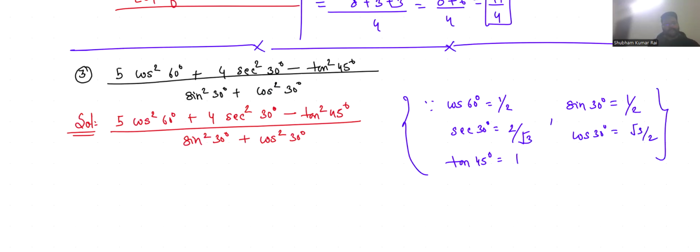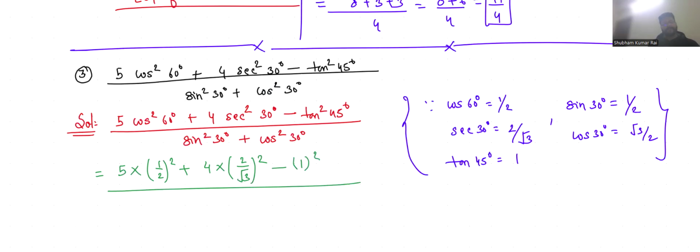So 5 times cos square 30 plus 4 times sec square 30, we have 2 upon root 3 squared, minus 10 sin square 30, that will be 1 square, whole divided by sin 30 value is 1 by 2 whole square plus cos square 30 will be root 3 by 2 whole square. You have to just make the remembrance like square is present, right?